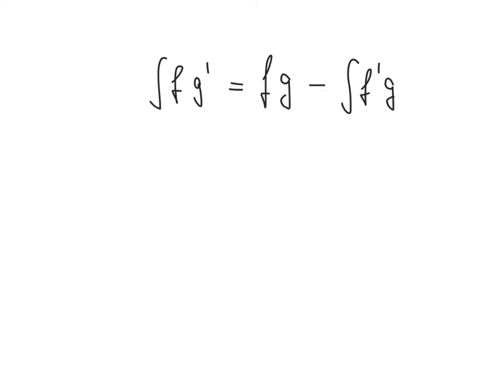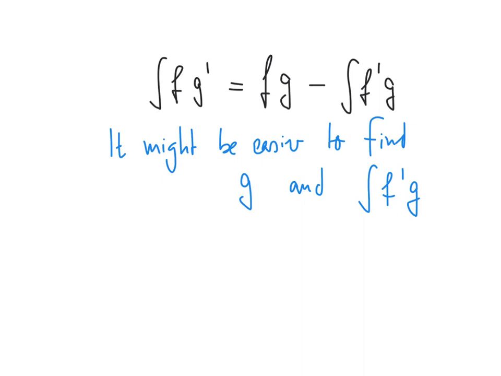Note that the one thing that could be helpful for us is that it might be easier to find g and the integral of f prime times g. Because those are the two things that we would have to find on the right-hand side. Those are the things unknown to us. This is given to us now, we assume. Then we would have to find g, and we'd have to find this. So it's not really clear why that might be the case, but often it happens, because when you take f prime and multiply it with g, something happens to this product that all of a sudden makes this integral very easy to compute.